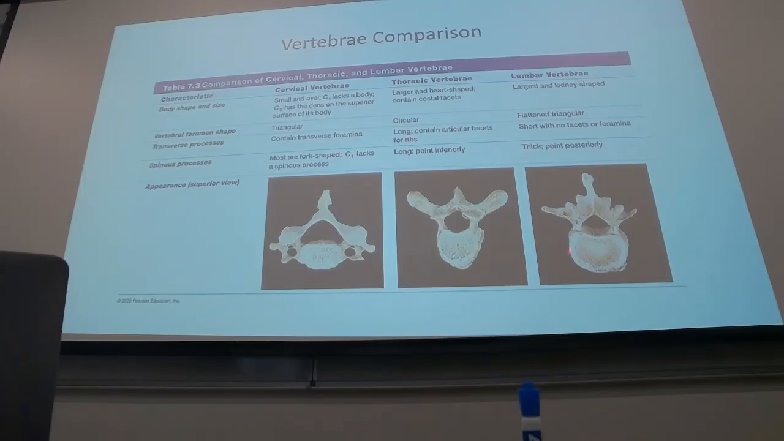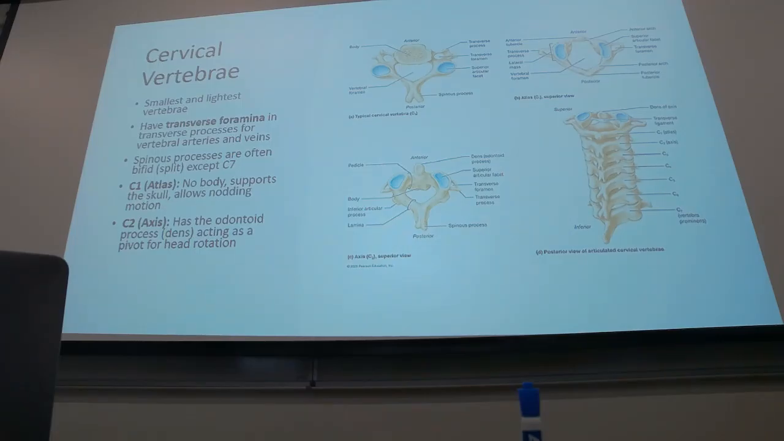For the lumbar vertebrae, it has the largest body, which is kidney shaped. It has a flat vertebral foramen, short transverse process, and a short, thick spinous process that ends in a blunt ending. And this one has this massive, very thick body to hold all the weight. So any questions?